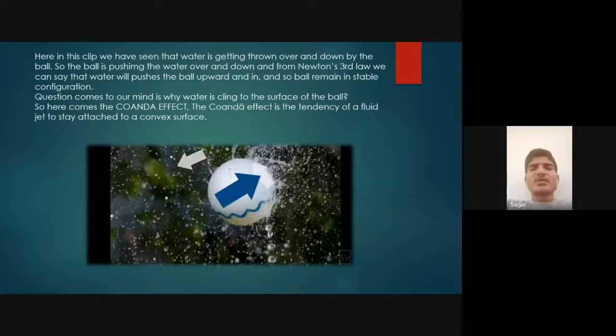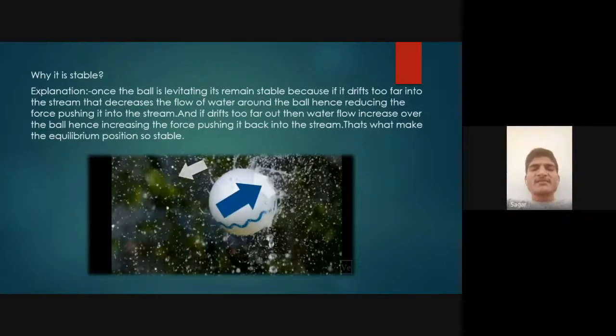And the next question that comes to your mind is, next slide please, how the ball is stable in this configuration. The reason is that once the ball is levitating it remains stable, because if it drifts too far into the stream, that decreases the flow of water around the ball, hence reducing the force pushing it into the stream, and if it drifts too far out, then water flow increases over the ball, hence increasing the force pushing it back into the stream. That's what makes the equilibrium position so stable. So yeah, next one.